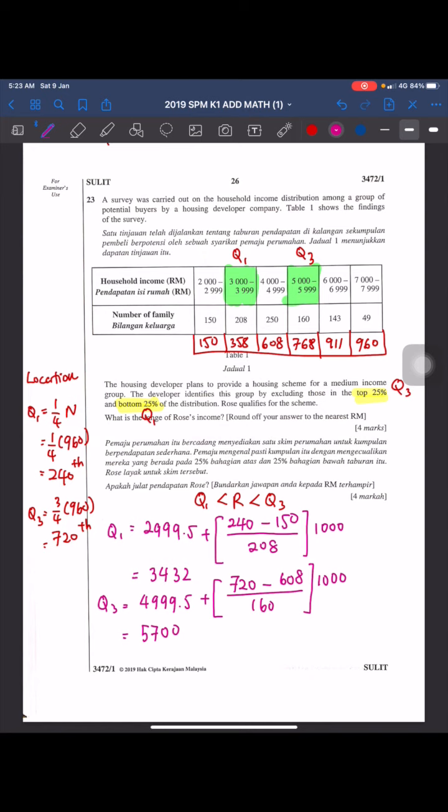Tak habis lagi. Sebab soalan tanya, what is the range of Rose's income? So we know that Rose's income should be between 5700 and 3432. So that's it for question number 23. Di sini tips dia, student kena pandai alter, ubah formula median yang diberi dalam formula di depan untuk kita mencari first quartile dan third quartile.